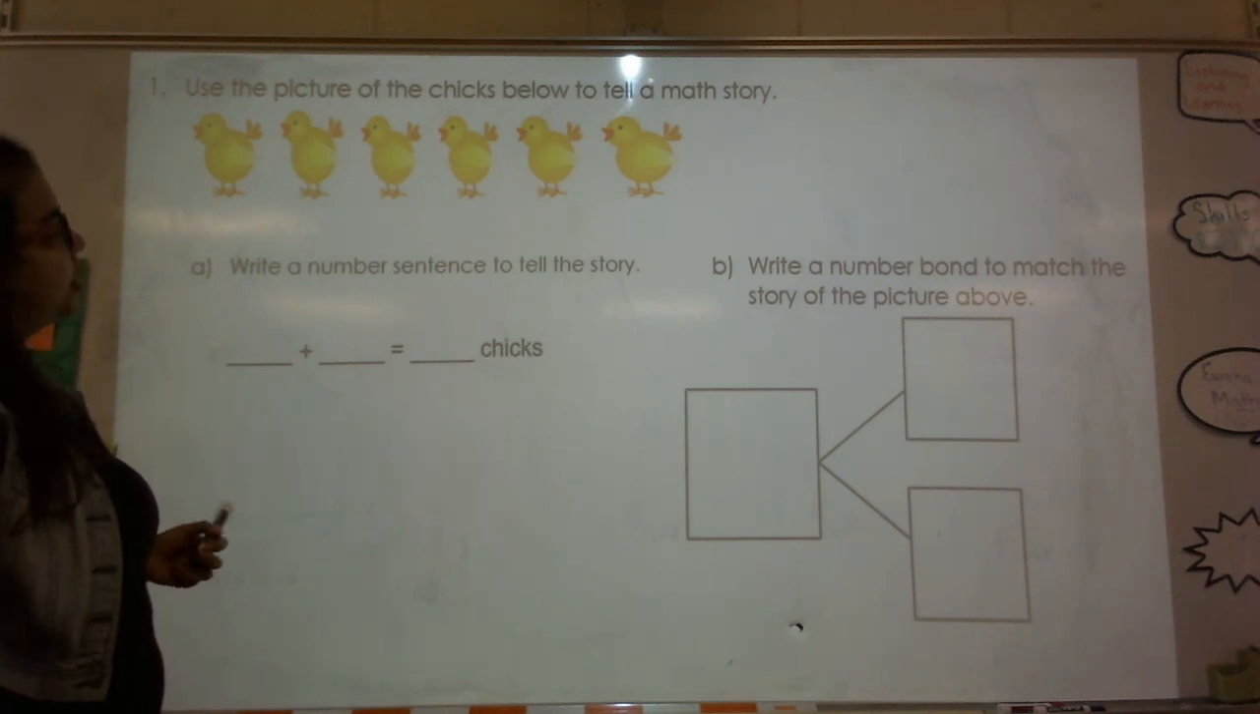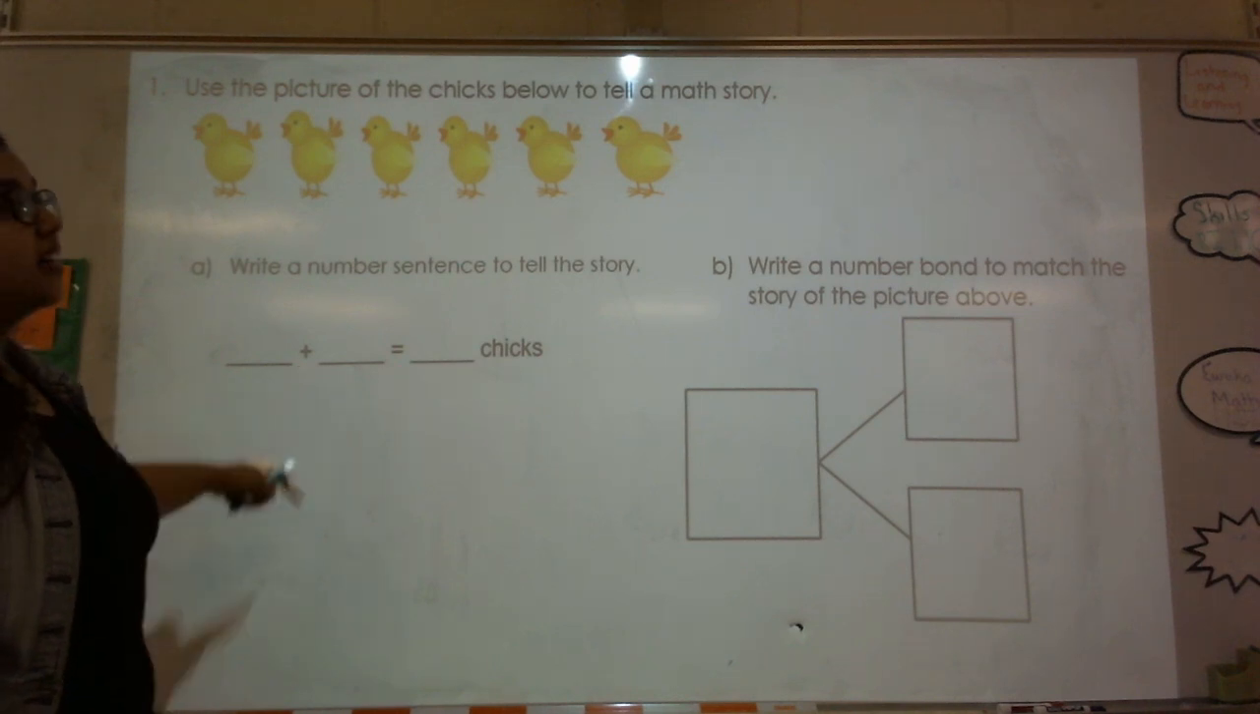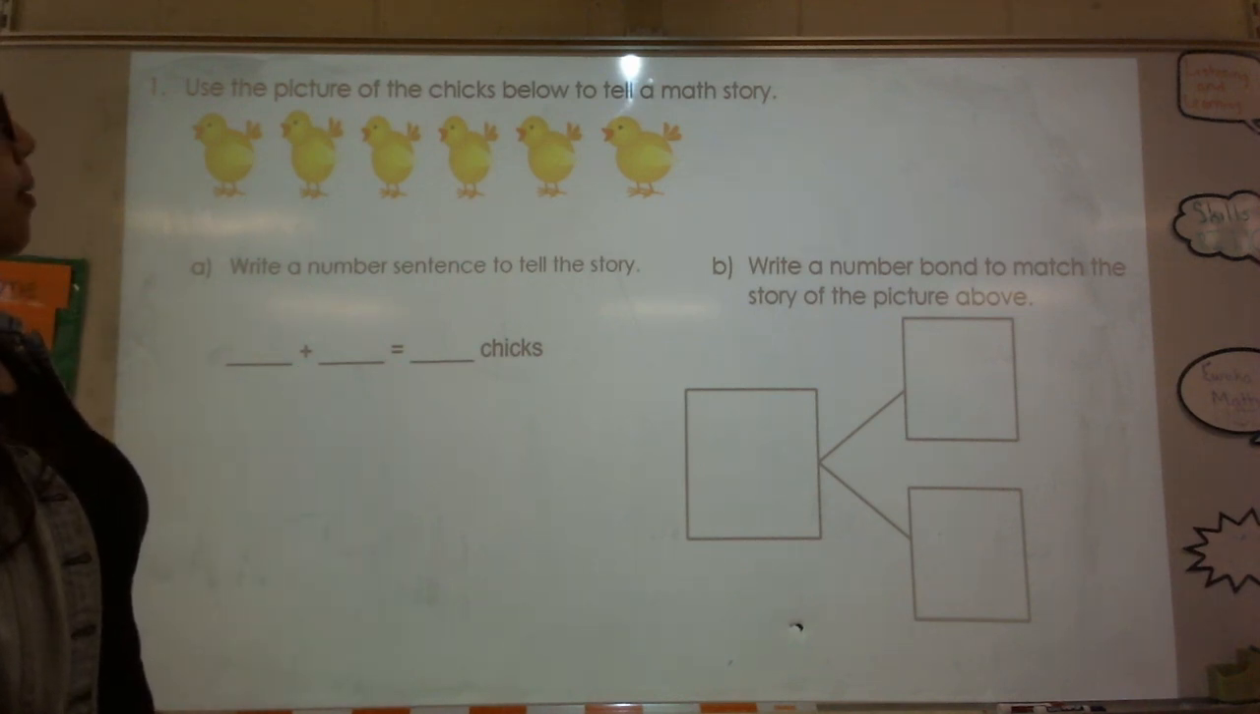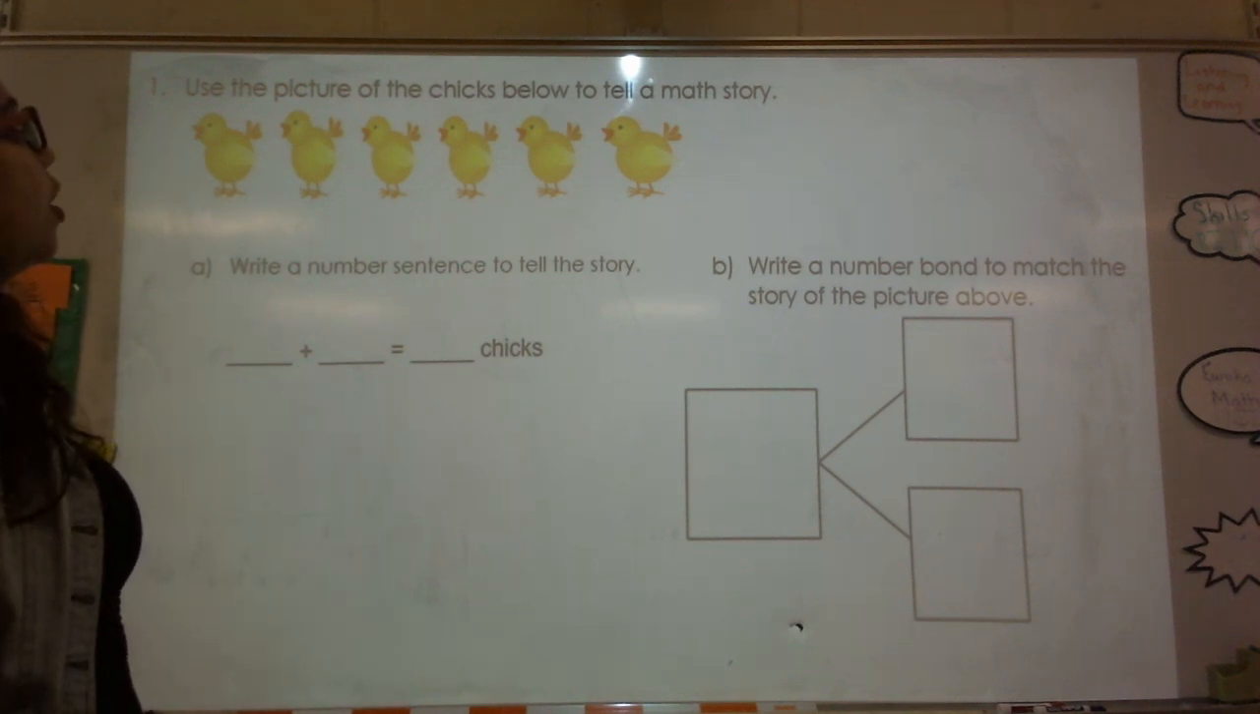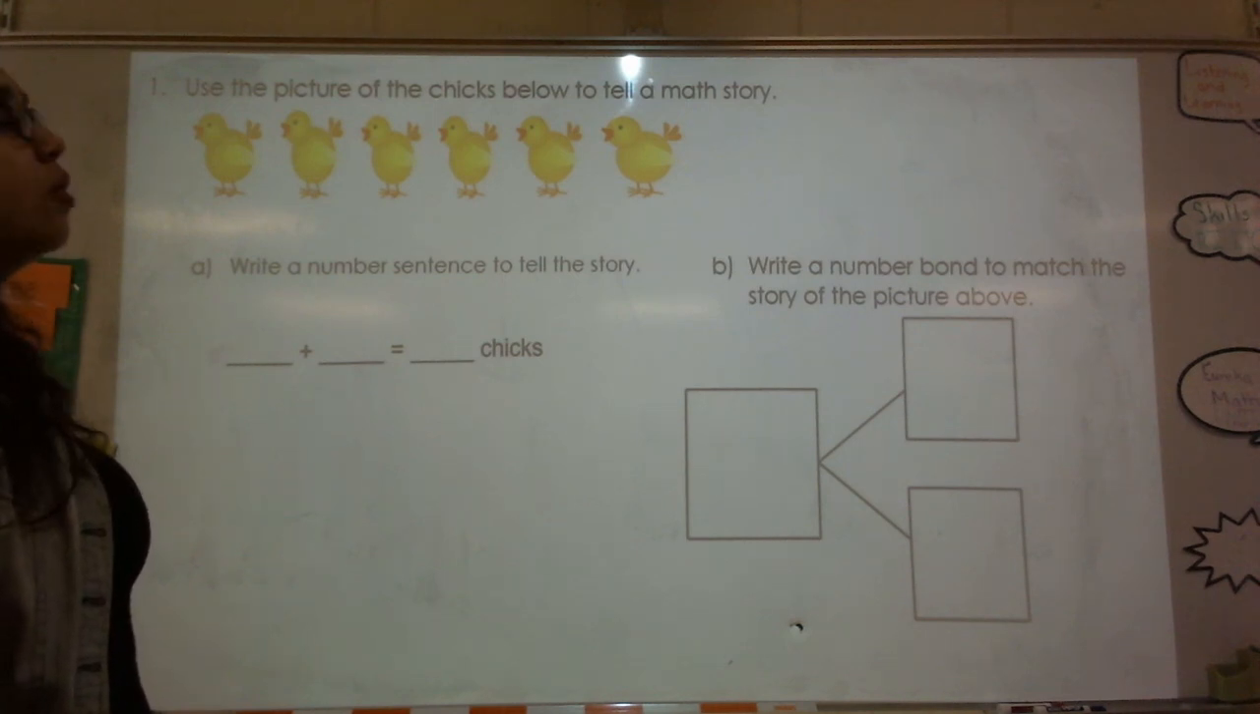word problem. This time we're looking at chicks, and this time we are doing addition. Good. It says write a number bond to match the story of the picture above. The problem is we have to use the chicks to tell our own math story. Well, what do we know right now?